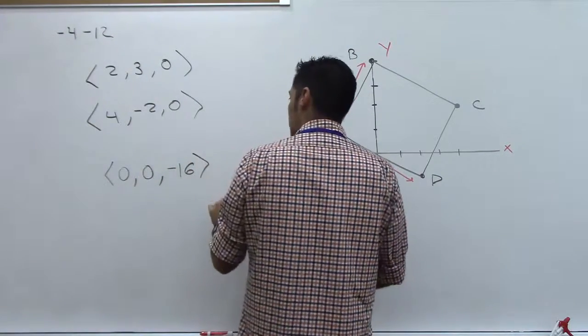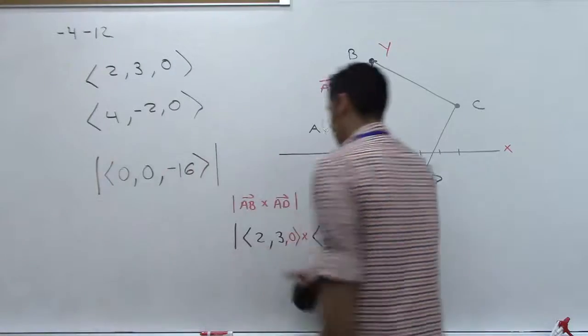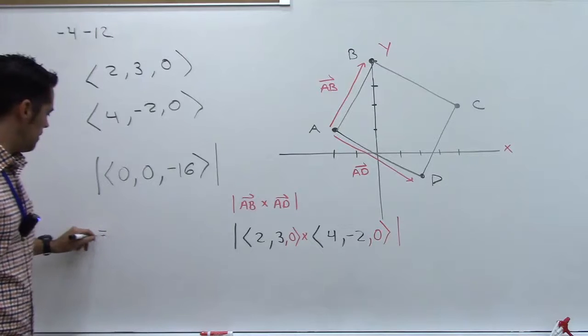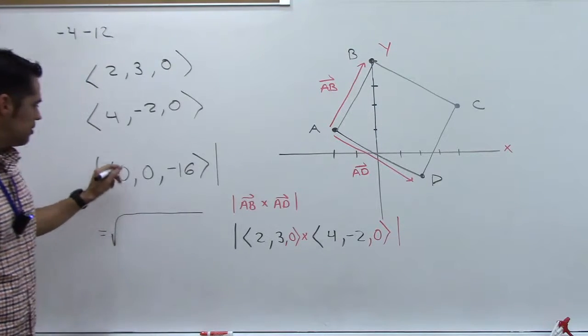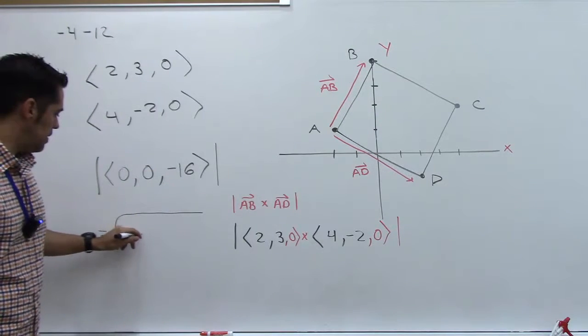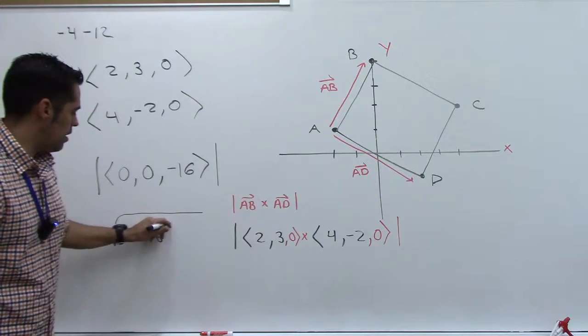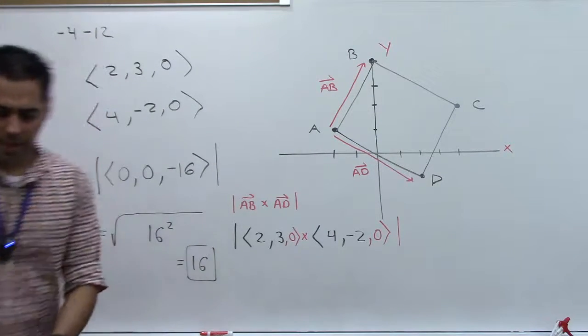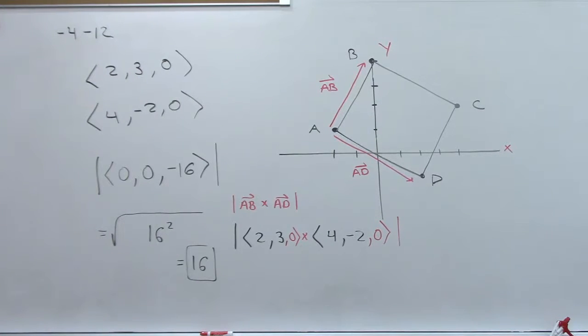And then I want the magnitude of this, right? The magnitude of the cross product. And that's just going to be the square root of the squares added together. So it's basically going to be the square root of 16 squared, which is 16. So that should be the area of the parallelogram formed by those 4 points.